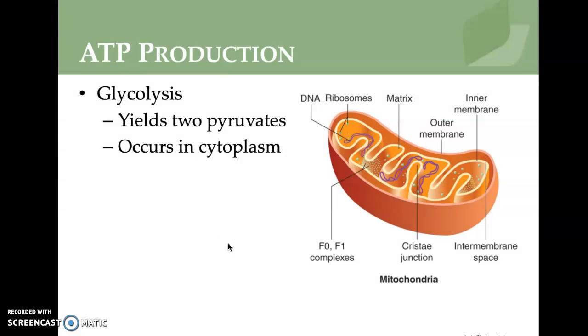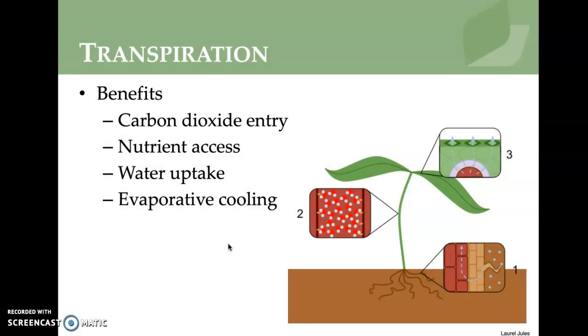And then we have ATP production. So this is talking about glycolysis. It yields 2 pyruvates, and that occurs in the cytoplasm. So ATP production, to make ATP, a glucose molecule is split into 2 molecules of pyruvate through glycolysis. And like I said, that occurs in the cytoplasm. The pyruvate then moves into another series of reactions with mitochondria called the Krebs cycle, which in the presence of oxygen produces more ATP.